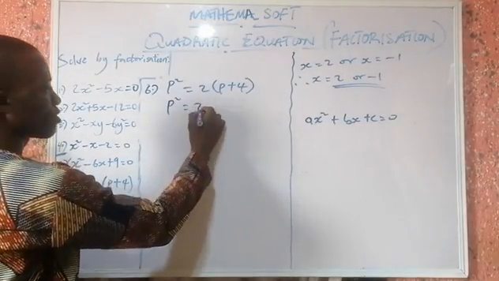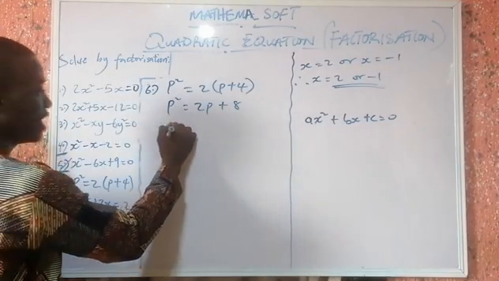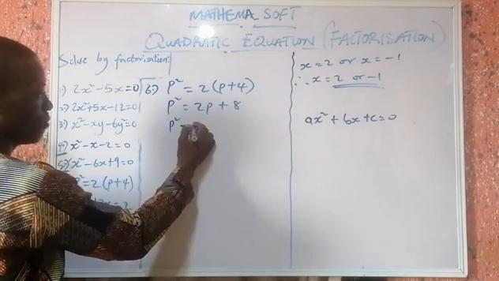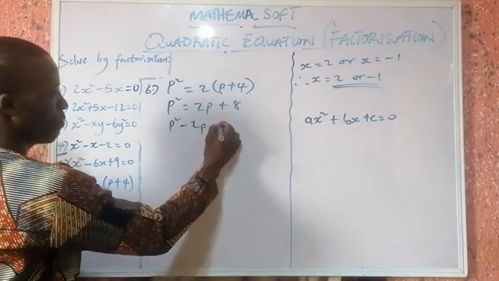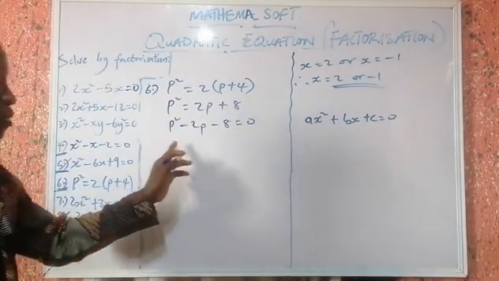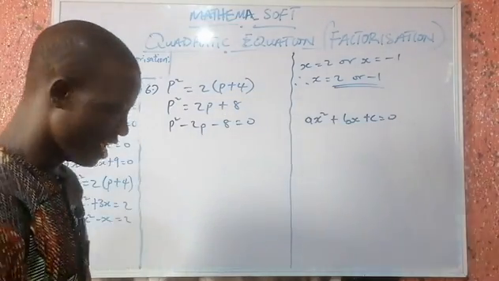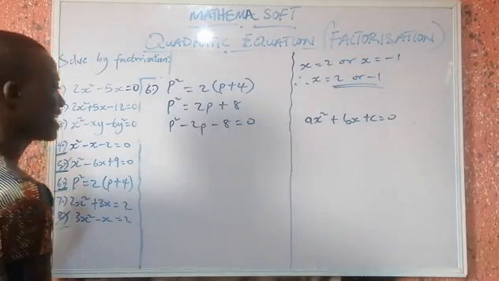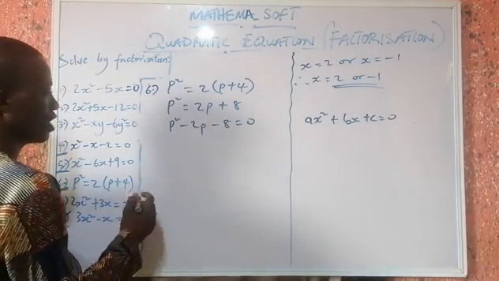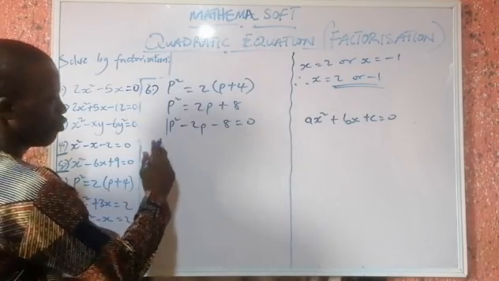I can open this: 2p plus 8, and then p squared minus 2p minus 8 equals what? 0. Now I have it in the form ax squared plus bx plus c equals 0. Now I can factorize. I have 1 here, there's an invisible 1 here, so 1 times 8 will give me 8.